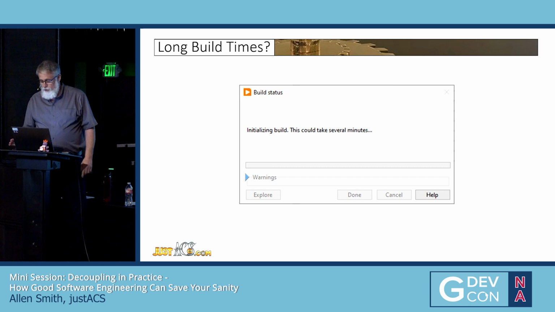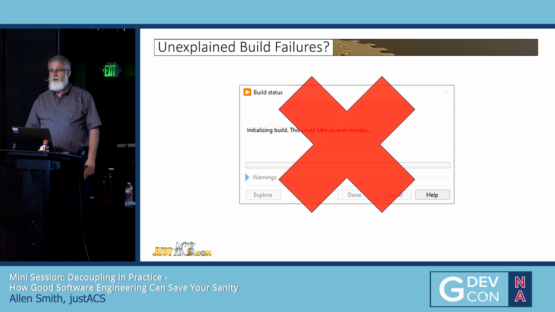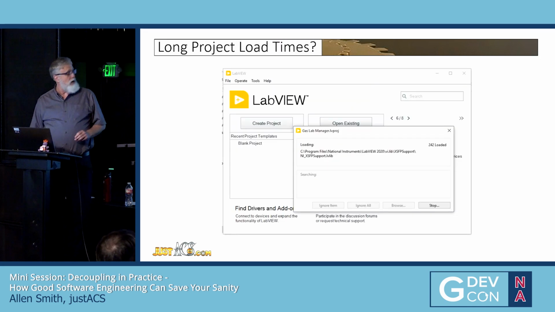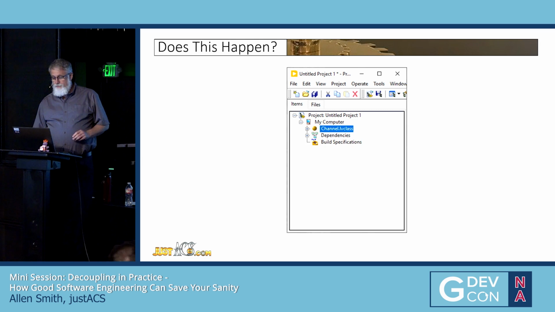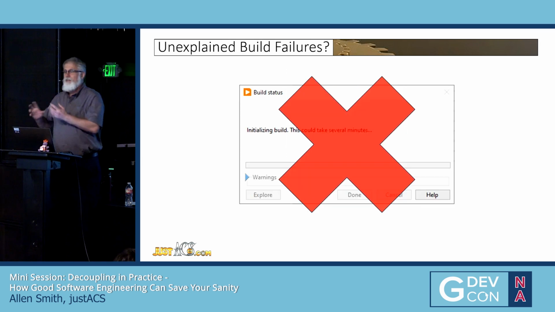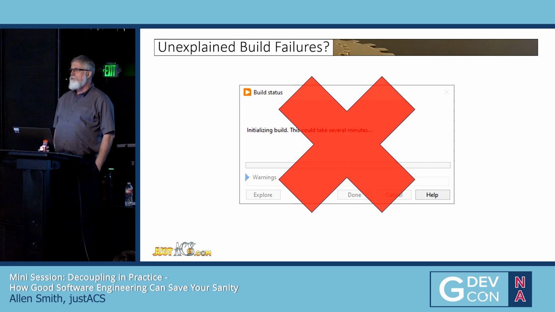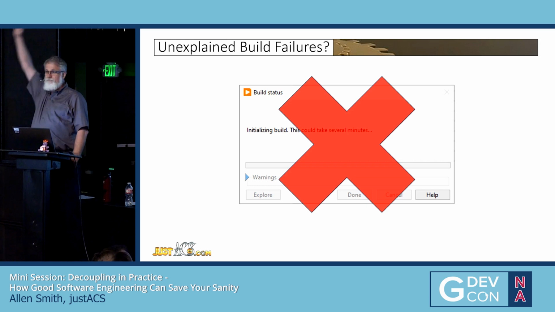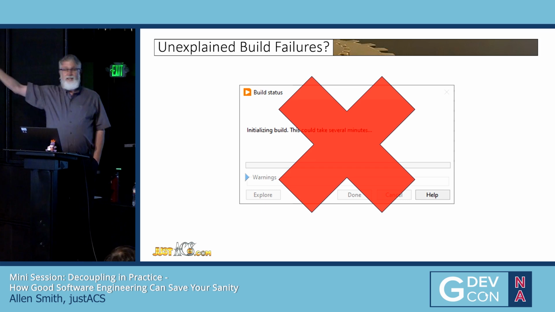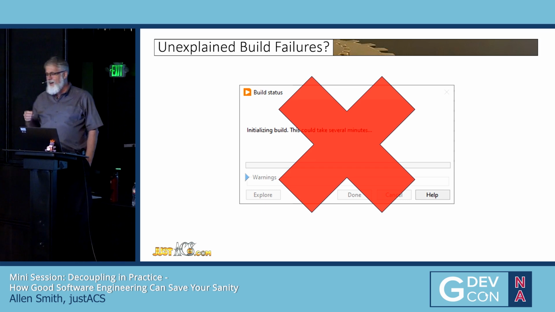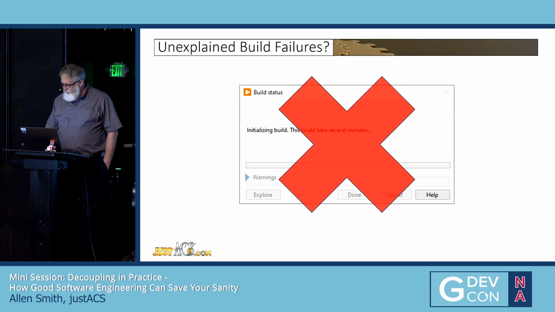Okay, do your builds randomly fail for no discernible reason? I'm not talking, oh, my block diagram's missing. I'm not talking broken diagrams. I'm not talking missing dependencies. I'm talking just, screw you, we're not building today. Yep, okay.